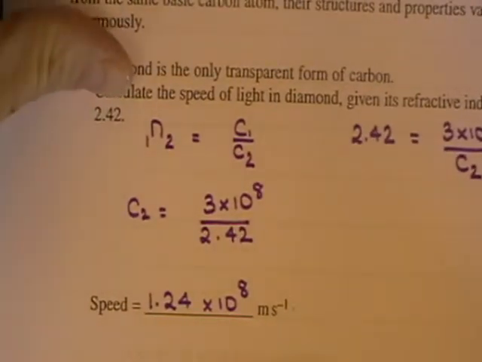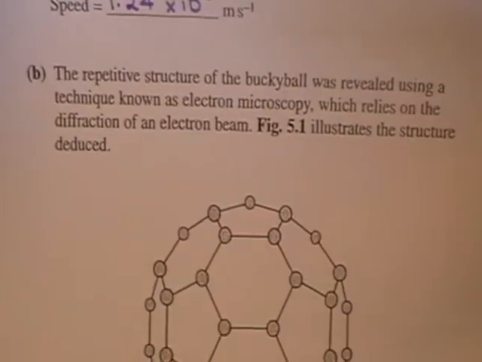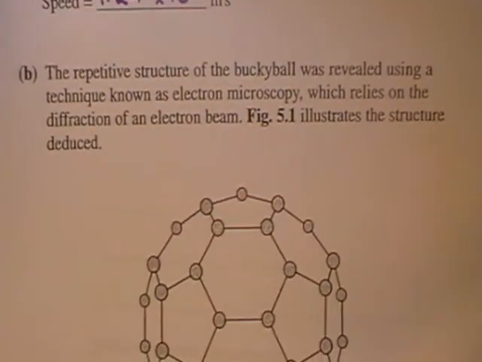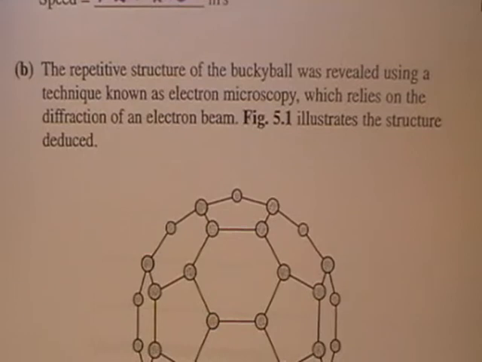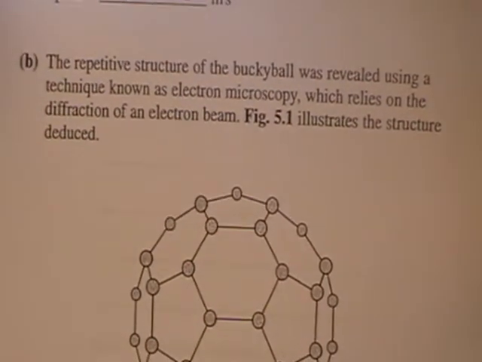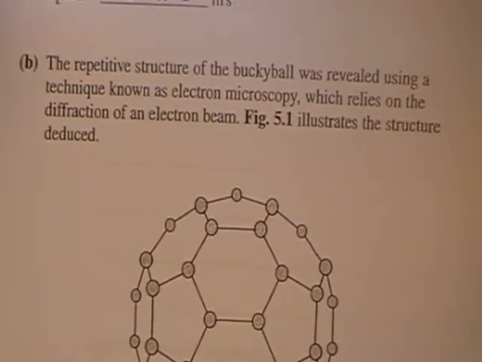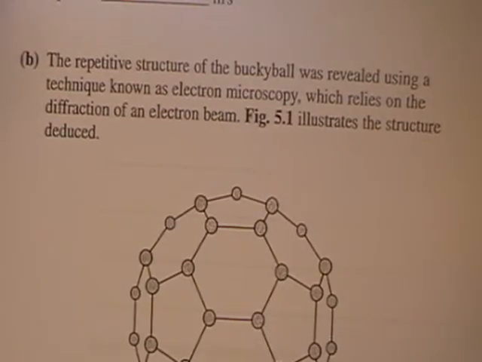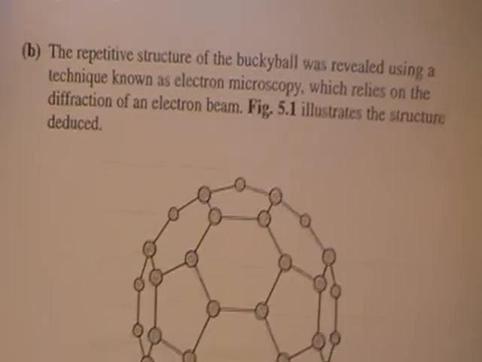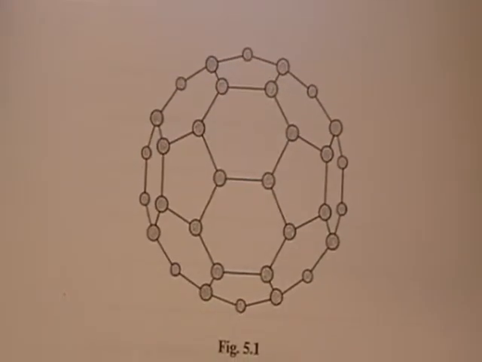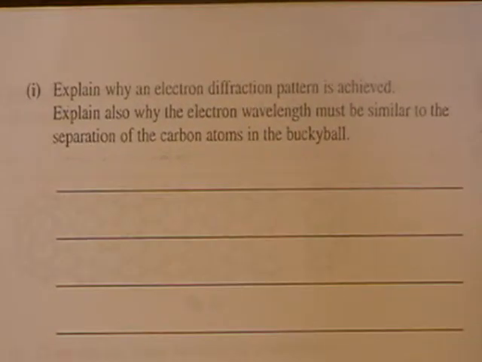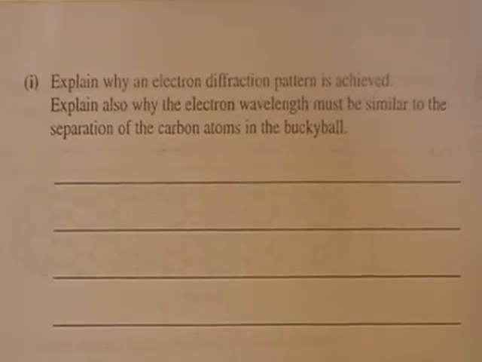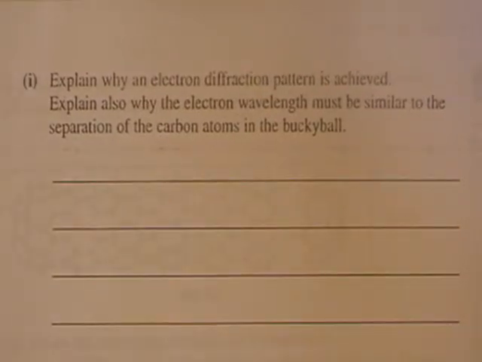Part B. The repetitive structure of the buckyball was revealed using a technique known as electron microscopy, which relies on the diffraction of an electron beam. Figure 5.1 illustrates the structure deduced. Explain why an electron diffraction pattern is achieved. Explain also why the electron wavelength must be similar to the separation of the carbon atoms in the buckyball.